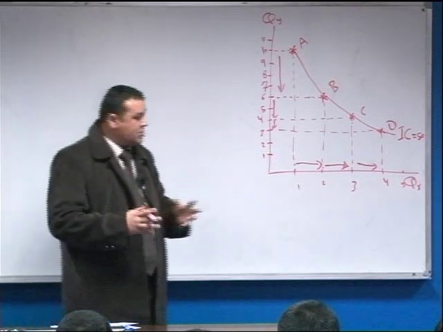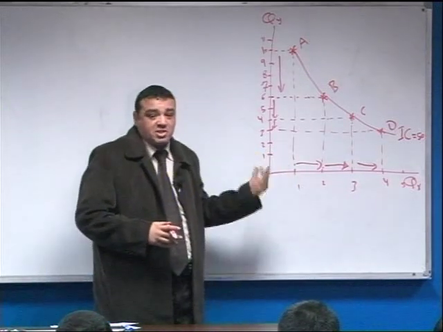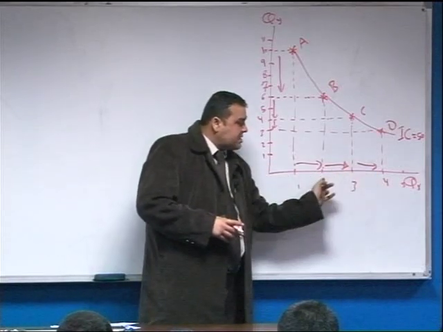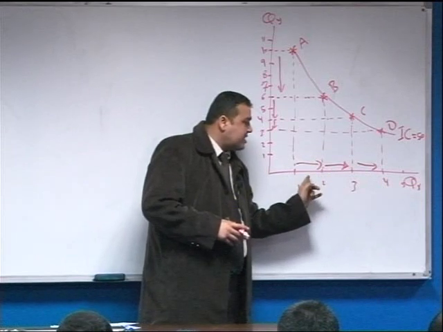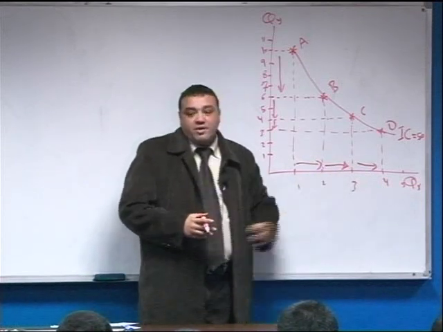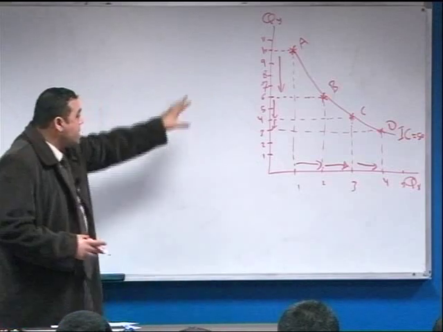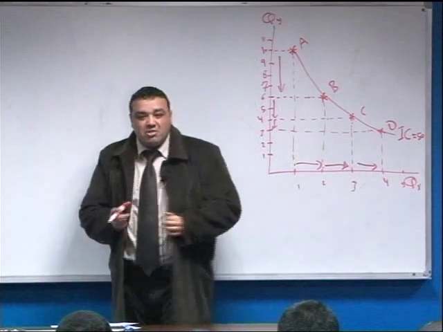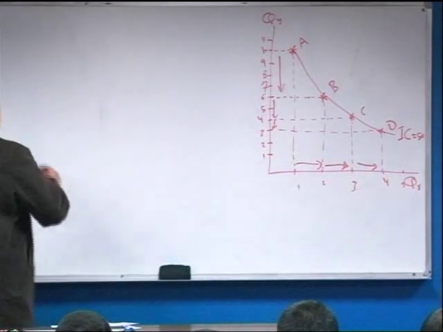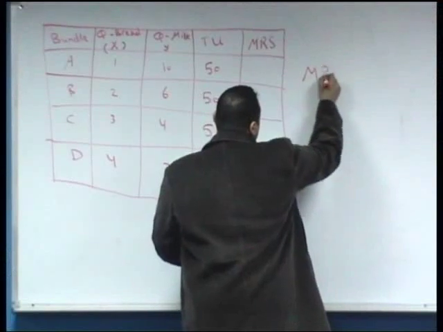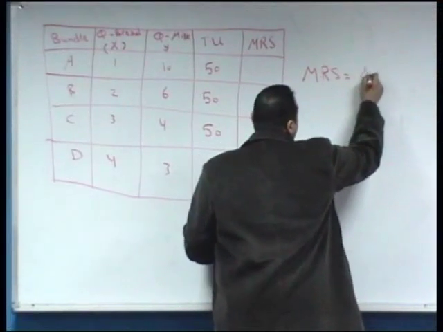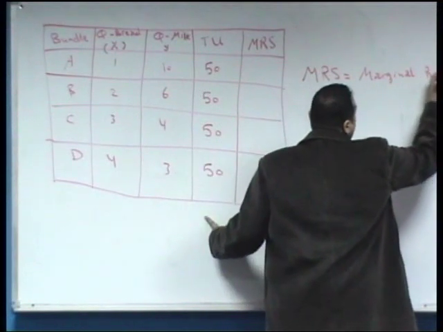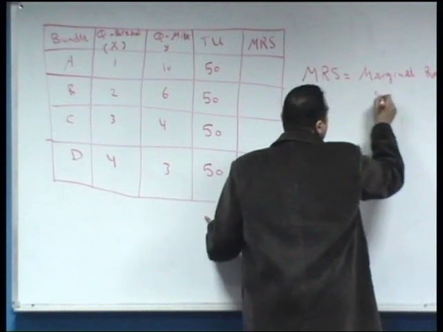Marginal rate of substitution. The marginal rate of substitution is the change in Y over the change in X, delta Q of Y over delta Q of X. Right? It's called the marginal rate of substitution, MRS. MRS is the marginal rate of substitution.